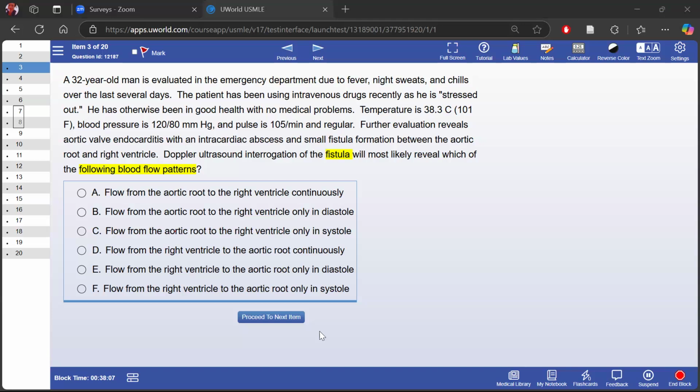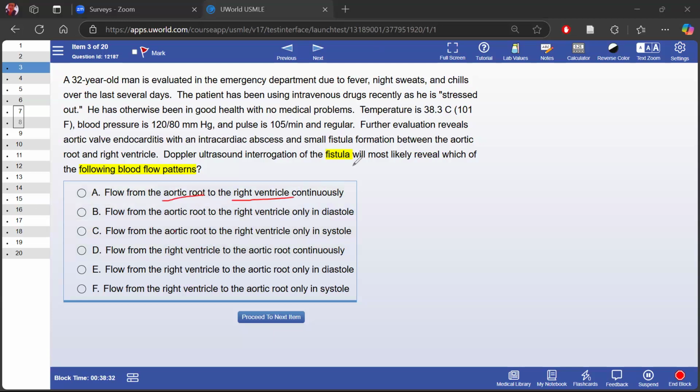Pressure gradient. Excellent. So if you know that, in fact, do I need to read the vignette in this case? I'm not going to waste my time with this question. This is the type of question you can save time on. You don't even have to read the vignette, because look at the options. The examiner is telling you the chambers where the fistula is located.